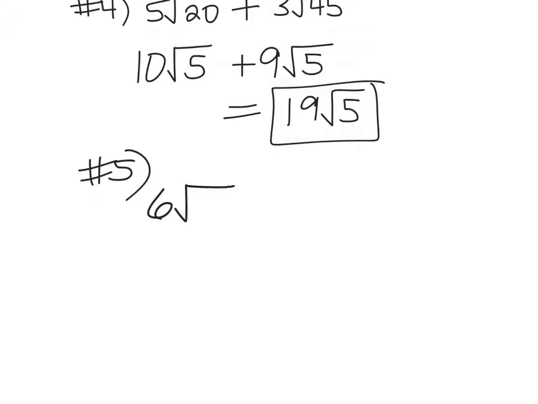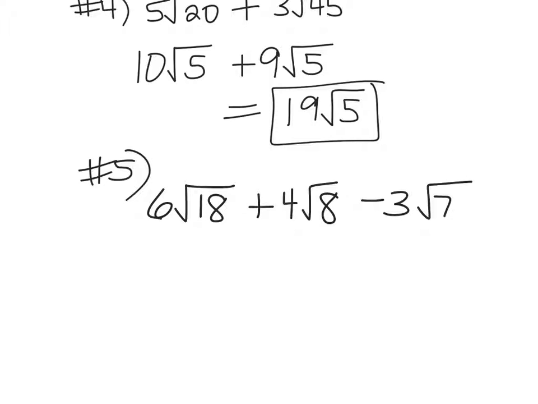All right, 6 rad 18. But you have to do the work before you can see if they will. True. Yes, you do. That's exactly right. 4 rad 8 minus 3 rad 72. All right, so now there's 3 terms to combine. Right now, none of them look like radicals, so we need to simplify them, okay?